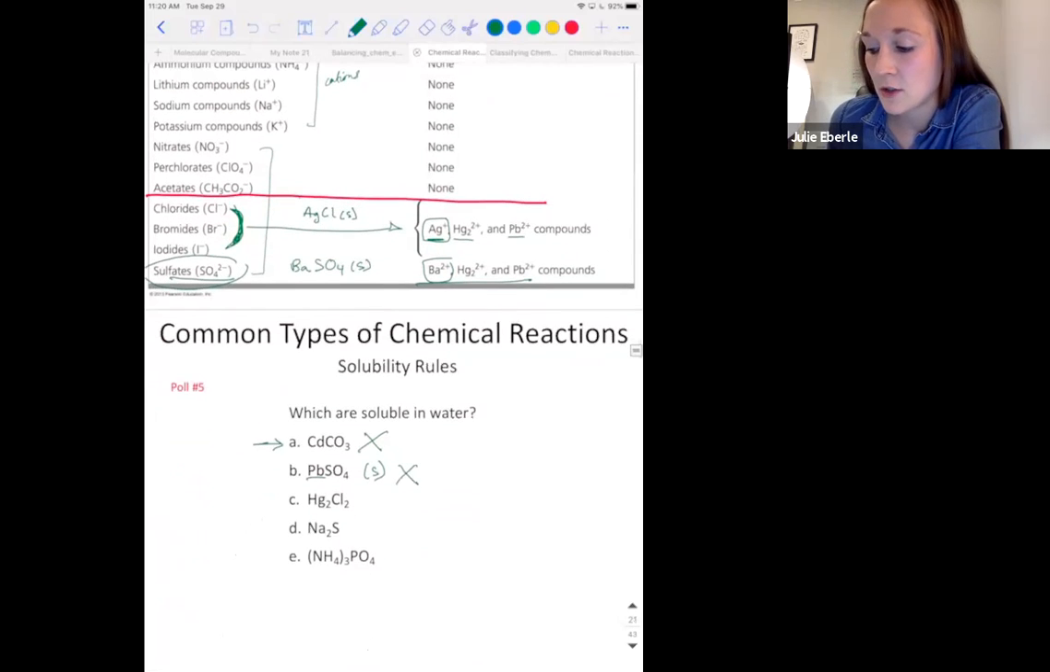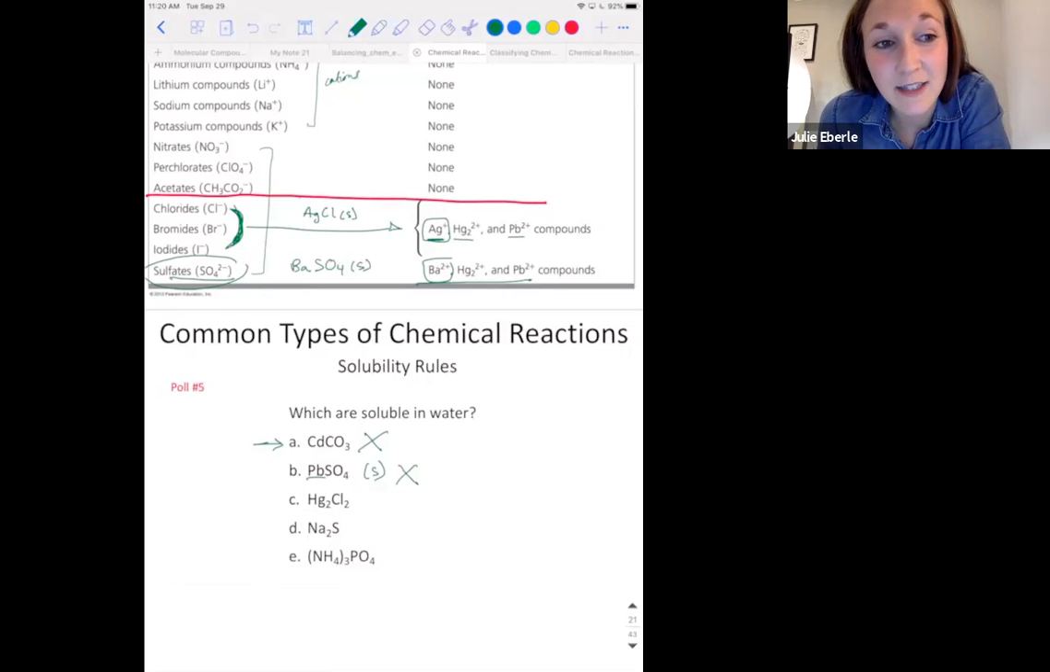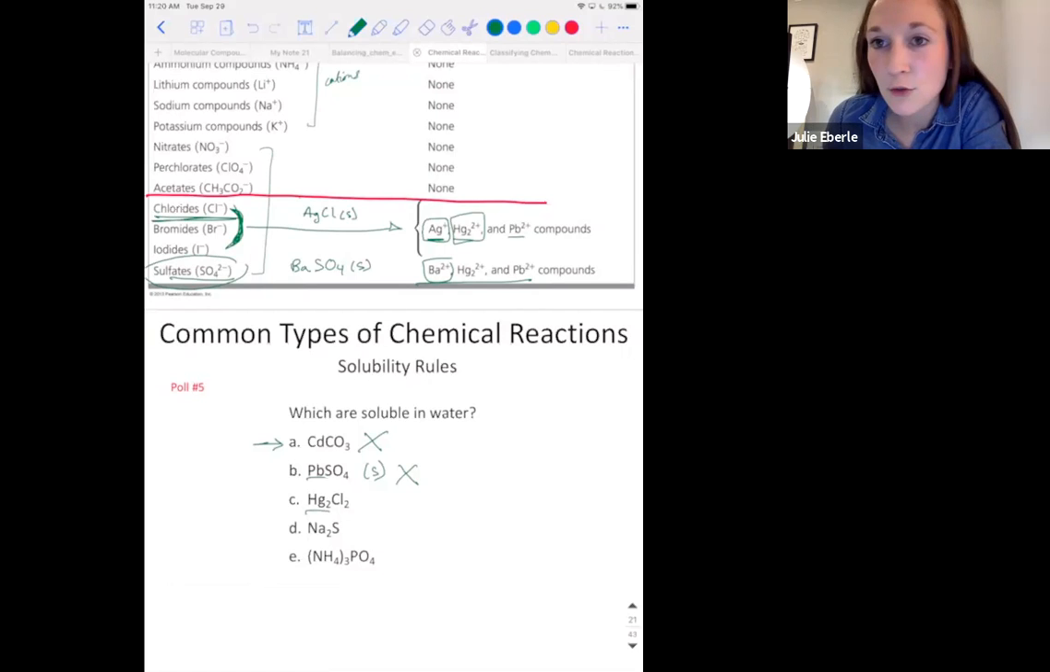Okay, let's look at Hg2Cl2, mercury chloride. 50% of the class said soluble, 50% said insoluble. Whoa, 50-50. So here, chlorides, if they're in a compound, are soluble unless Hg2 2+ is the cation. And here, Hg2 2+, and how do I know it's the 2+? Because I have 2 chloride anions. So we have Hg2 2+ as the cation, and we have Cl-, and I have 2 of them, in my compound.